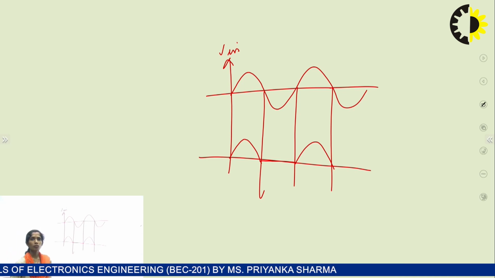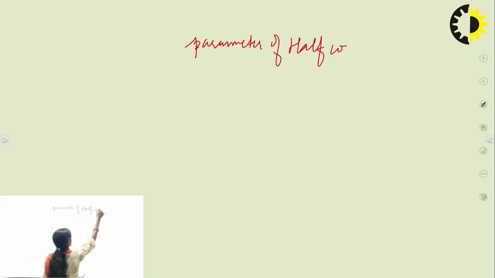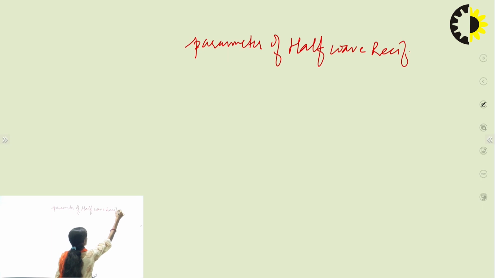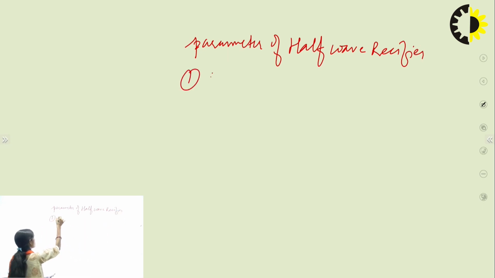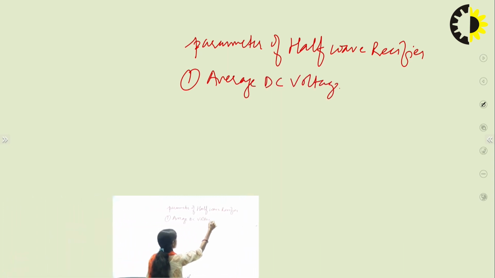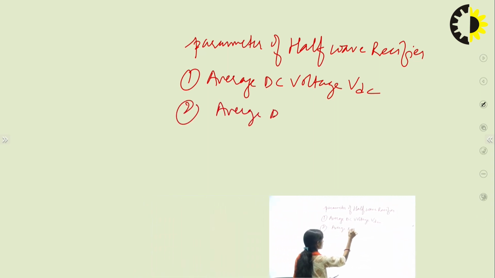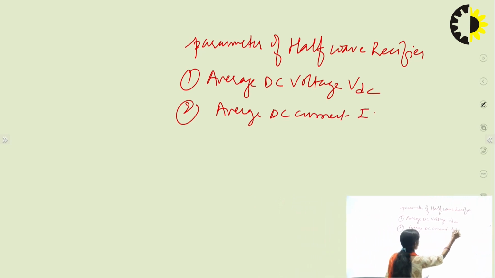Now we can also calculate different parameters of the half wave rectifier. So let us see the parameters of the half wave rectifier. First, we can see the average DC voltage, which is represented by VDC, and second, average DC current, which is represented by IDC.